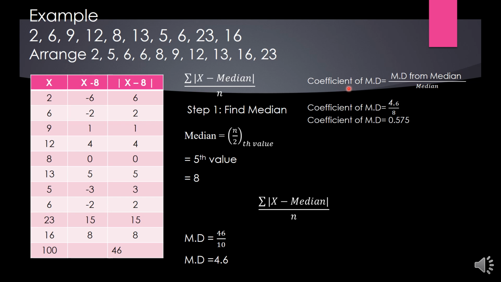Again the next step is the coefficient of mean deviation. How to calculate it? The formula is mean deviation from median divided by median. So the mean deviation from median is 4.6, divided by the median, which we calculated here as 8. I just put both of these values in the formula and then calculate with a normal calculator.